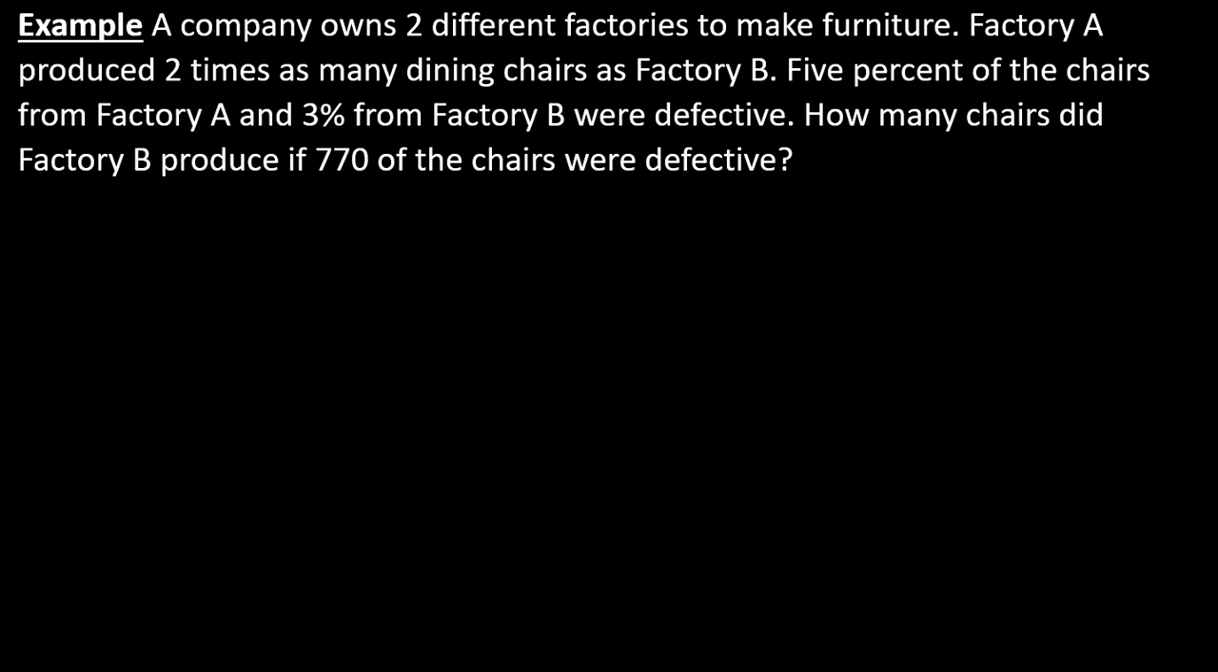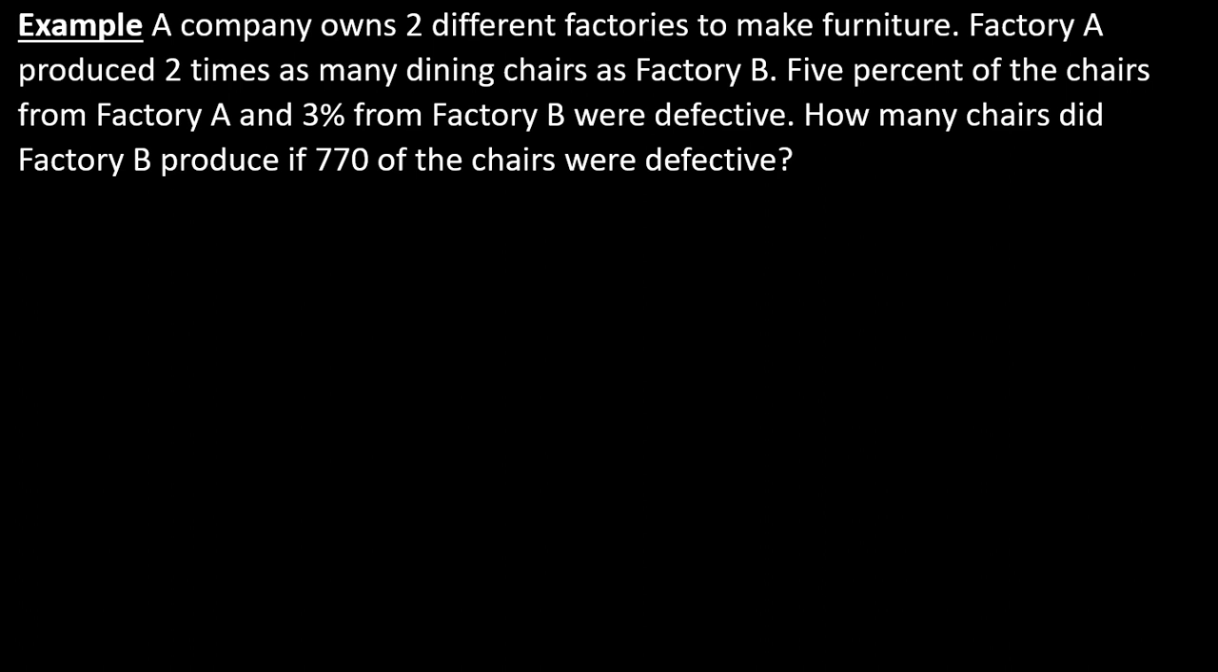A company owns 2 different factories to make furniture. Factory A produced 2 times as many dining chairs as Factory B. 5% of the chairs from Factory A and 3% from Factory B were defective. How many chairs did Factory B produce if 770 of the chairs were defective?